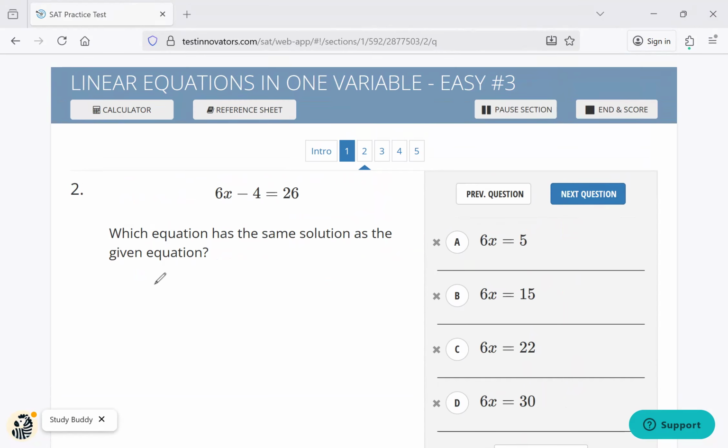Question two says, which equation has the same solution as the given equation? So if you look at all our choices, they have this 6x alone. So that's what we should do. We should get the 6x alone. So all I've got to do is get rid of that negative 4 by adding 4 to both sides. So I get 6x equals 26 plus 4, which is 30. So that would be D.